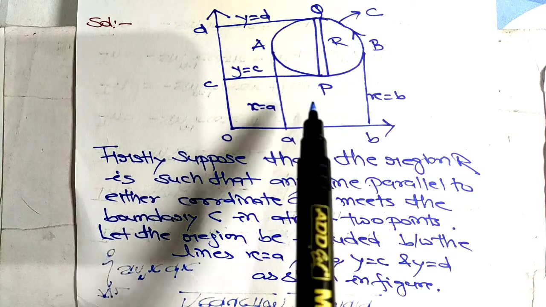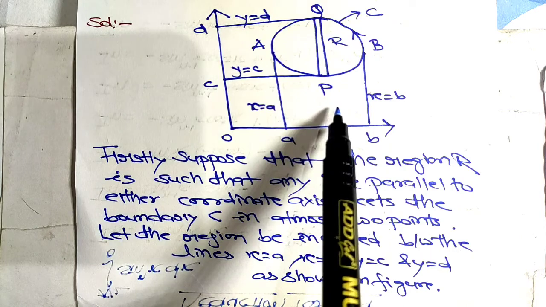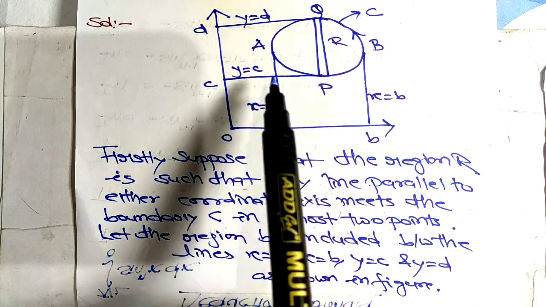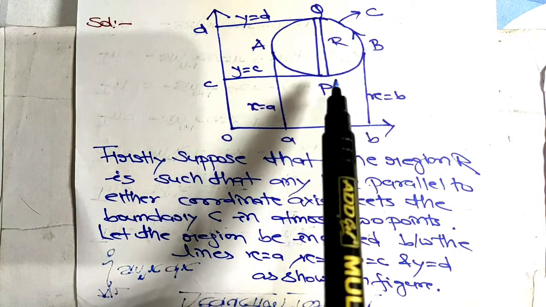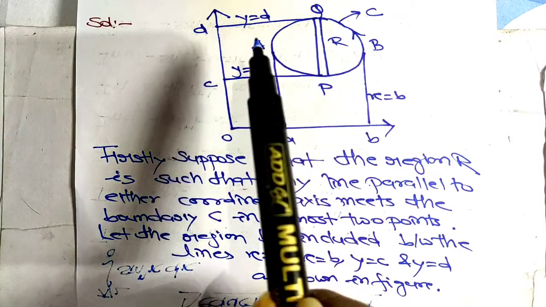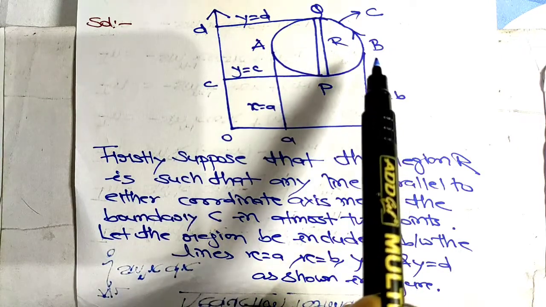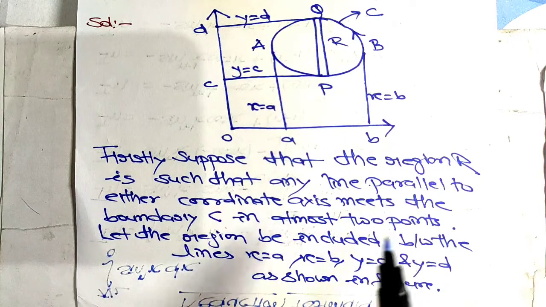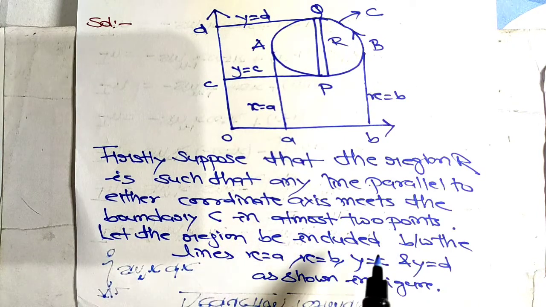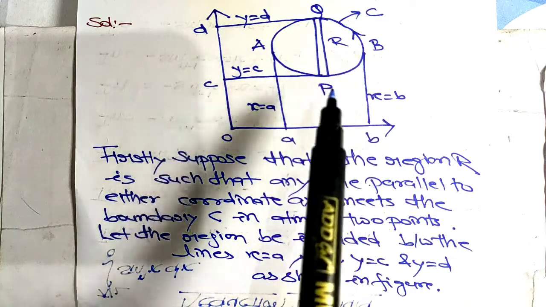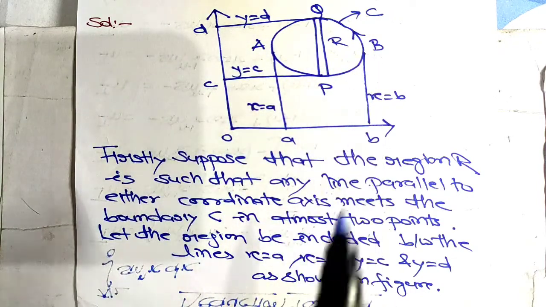If we draw the line here, it does not cut the curve at any point. If we draw the line here, it makes a tangent and it cuts the curve at 1 point. If we draw a line parallel to the x-axis, it will cut the curve at 2 points, at most 2 points. Let the region be included between the lines x = a, x = b, y = c, y = d, as shown in the figure, so this region or curve is between these coordinates.